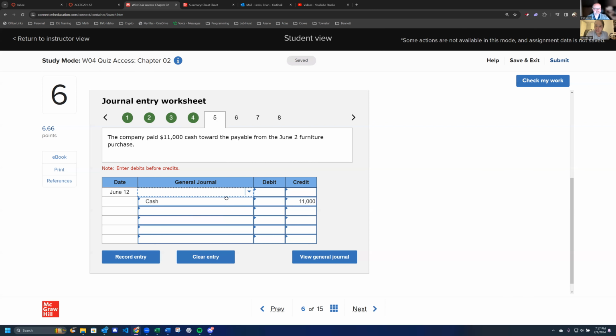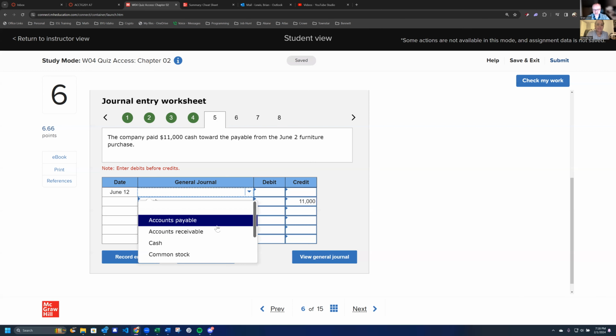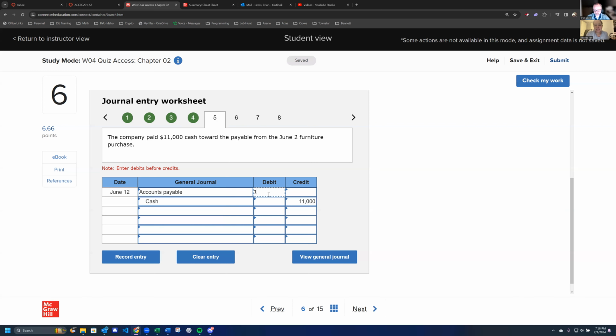So I would say, oh no, it's not furniture then. No, not furniture. That's the asset. And this is a key word. Yeah, accounts payable. Exactly. So accounts payable for the 11,000.